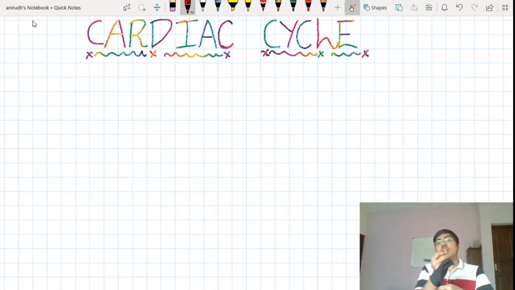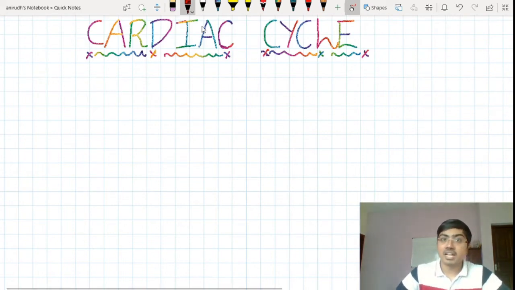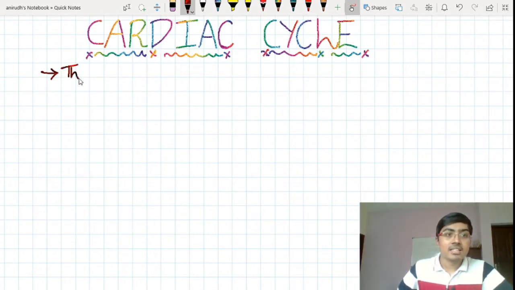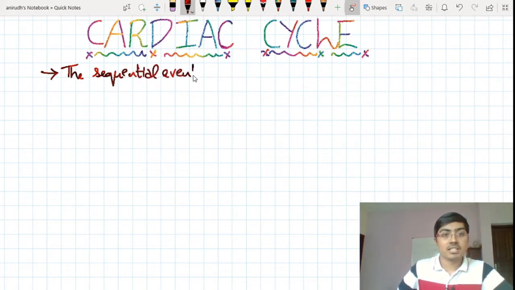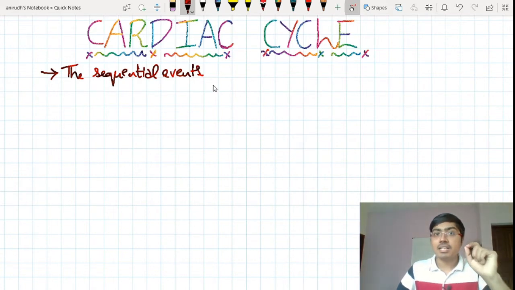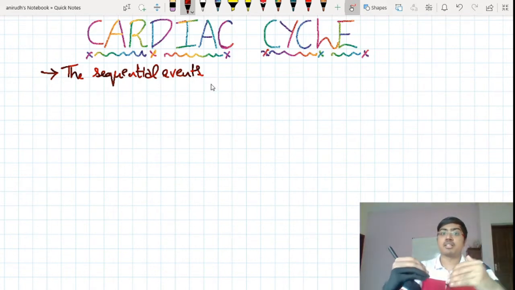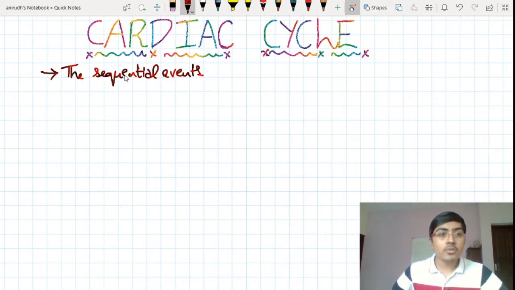So let us now start with the very basic definition of cardiac cycle. This is what is given in the textbook. So the cardiac cycle can be defined as the sequential events. So the events happening in the heart are in a sequence, isn't it? First the atria will contract, then the ventricles will contract.